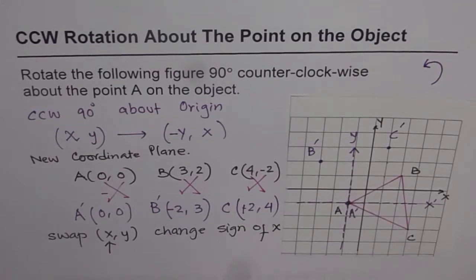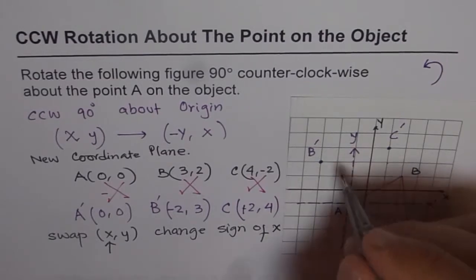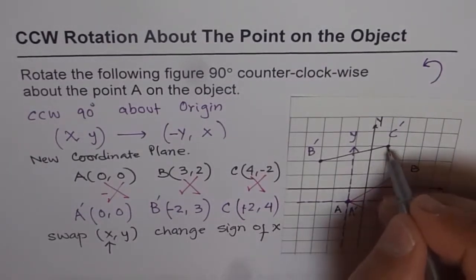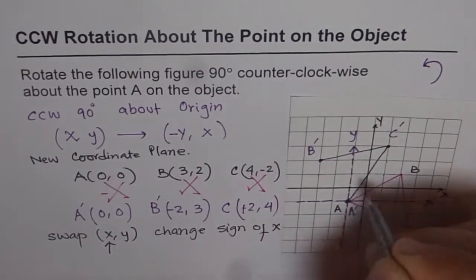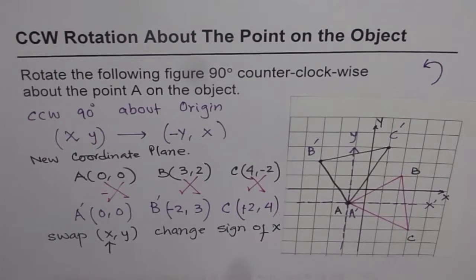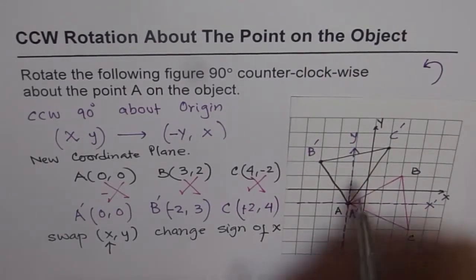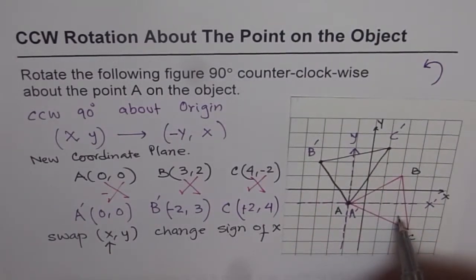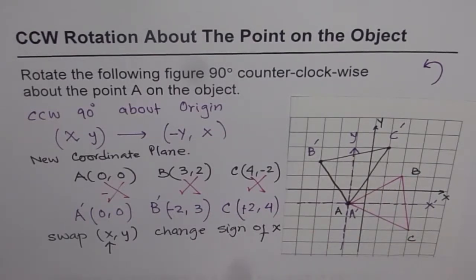So these are the points after rotation, right? So let's join them and see what figure we get. We should get exactly similar, rather congruent figure, right? Whenever you do reflections or translations or rotations, in each of these cases, we get a congruent figure. Its position may change, but the size and shape remain exactly the same, right? So you get triangle A dash, B dash and C dash, which is exactly similar to the original one, but its position has been changed since we did 90 degrees counterclockwise, correct?